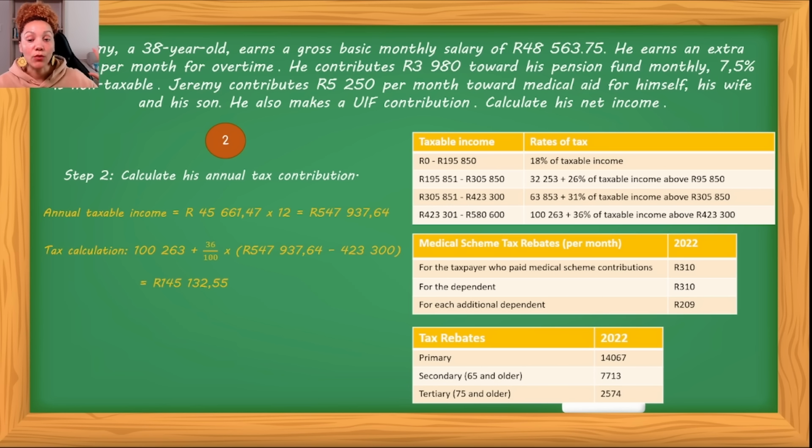Okay, so let's just quickly recap. We calculated his monthly taxable income. Then we multiplied it by 12 to find his annual. Now that we have the annual, it tells us what we must get from the tax table. This is then the tax calculation. You then put in the values and find out what the tax is.